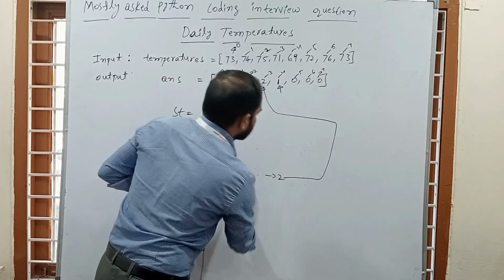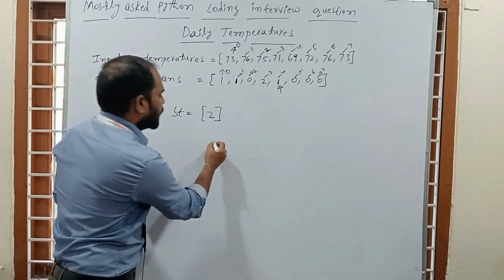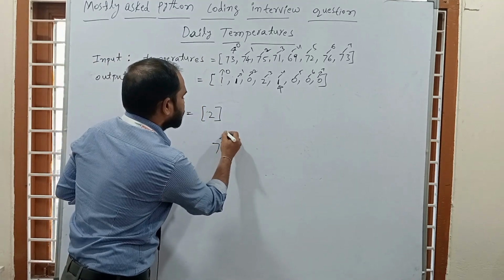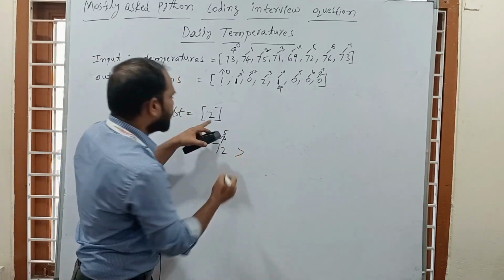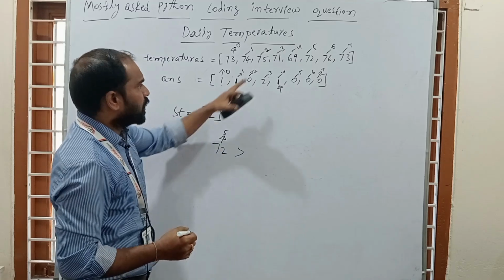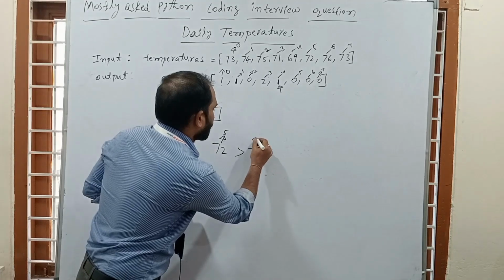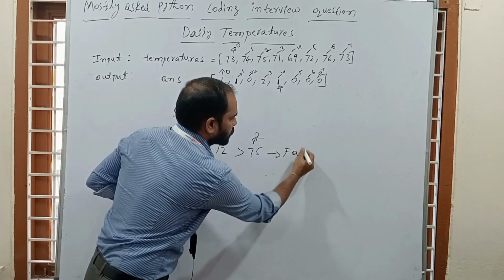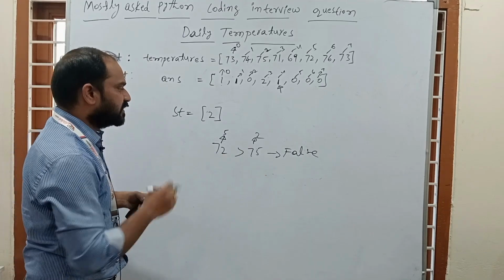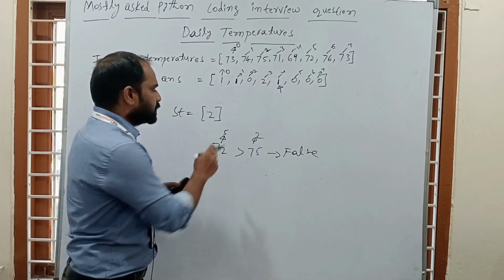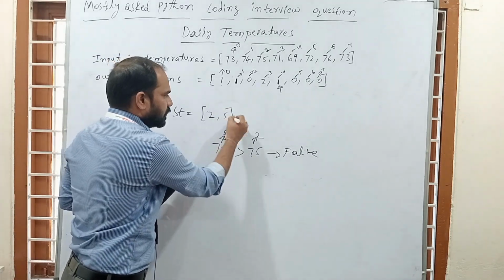So what is the next thing we need to compare? Now we need to compare this 72, which is the 5th indexed element from the input list, with the second indexed element. What is the second indexed element in the input? That is 75, which is false. 72 is not greater than 75. In this situation, what will we do? We will append this index number into the list.